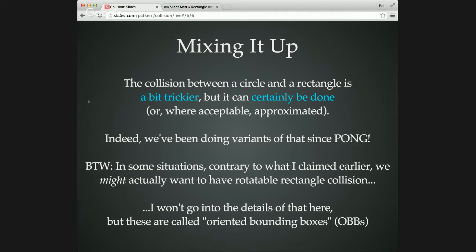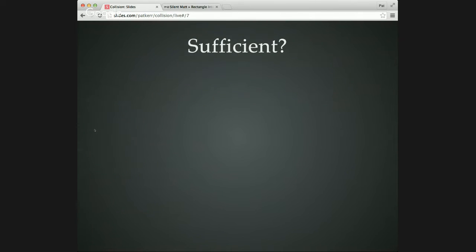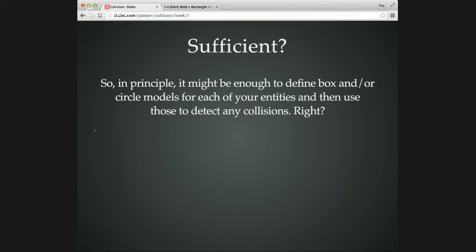Right, let's continue with part 2 of the exciting collision lectures. So I've described some things. I've described how to do the basic geometry of overlap between your primitives. The question I'm asking is, is that sufficient to implement a collision detection system? Well, there's clearly a trick in the question and the fact that there's a whole other lecture left. So no, it's not sufficient. In principle, it might be enough to just define boxes and circles and wrap up your entities in them and then detect the collisions. In practice, not necessarily so.